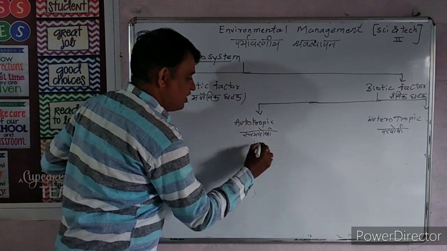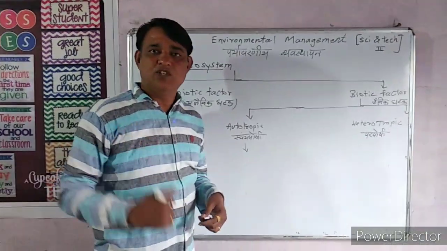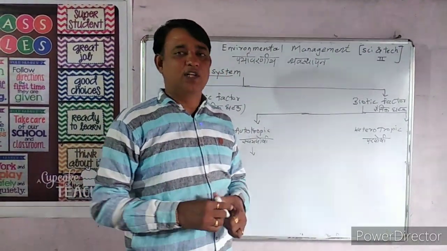Autotrophs are those who prepare their own food. And heterotrophs are those who depend on others for their food.